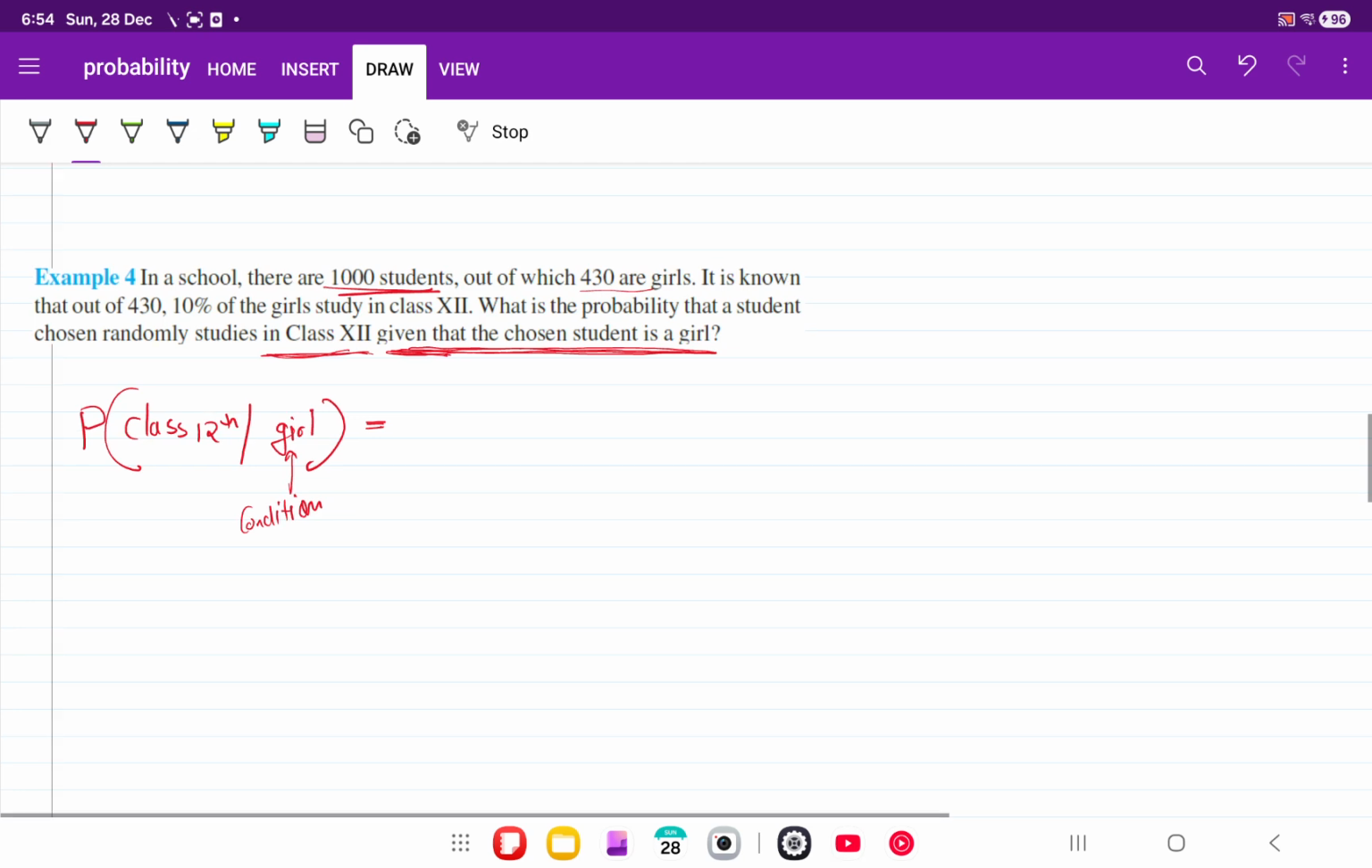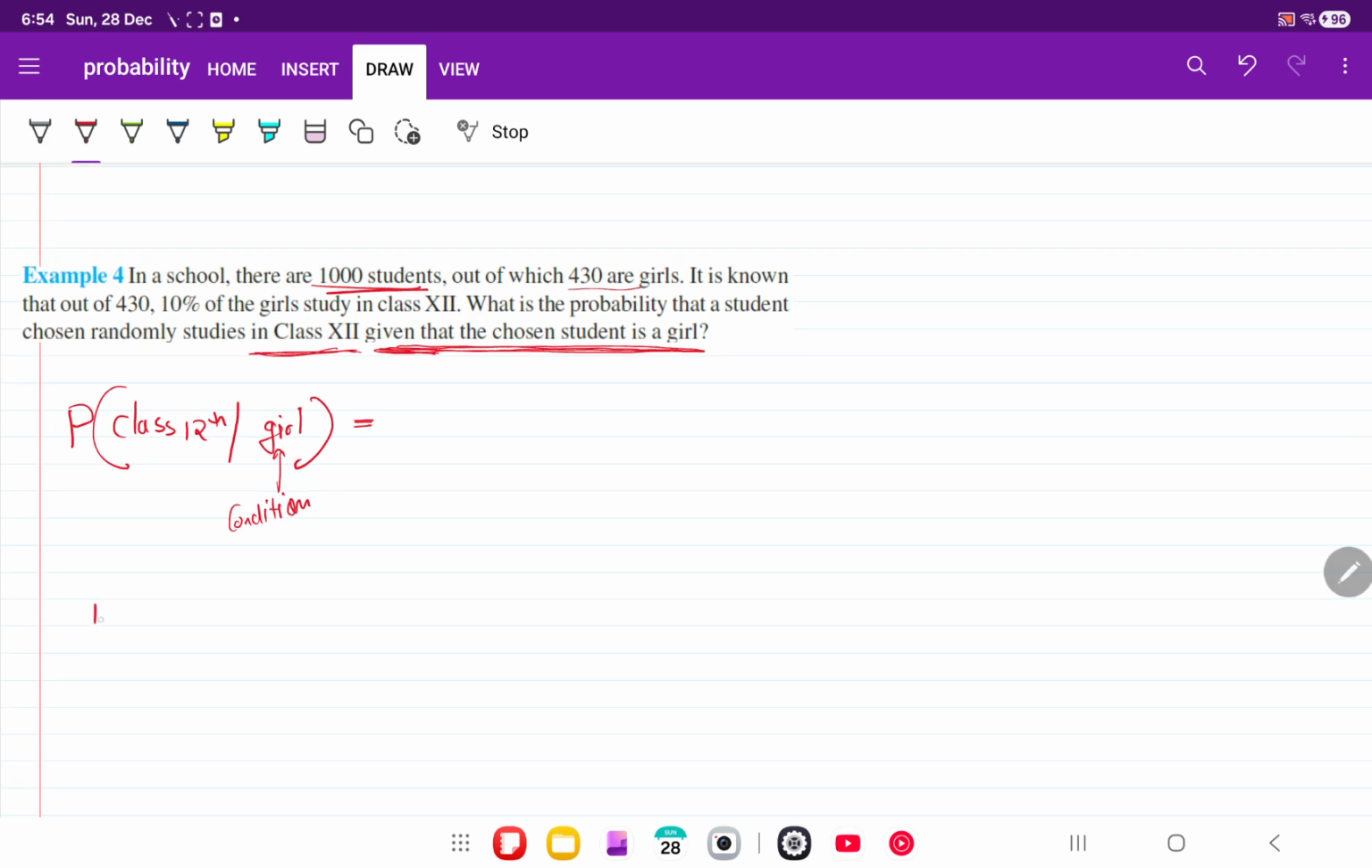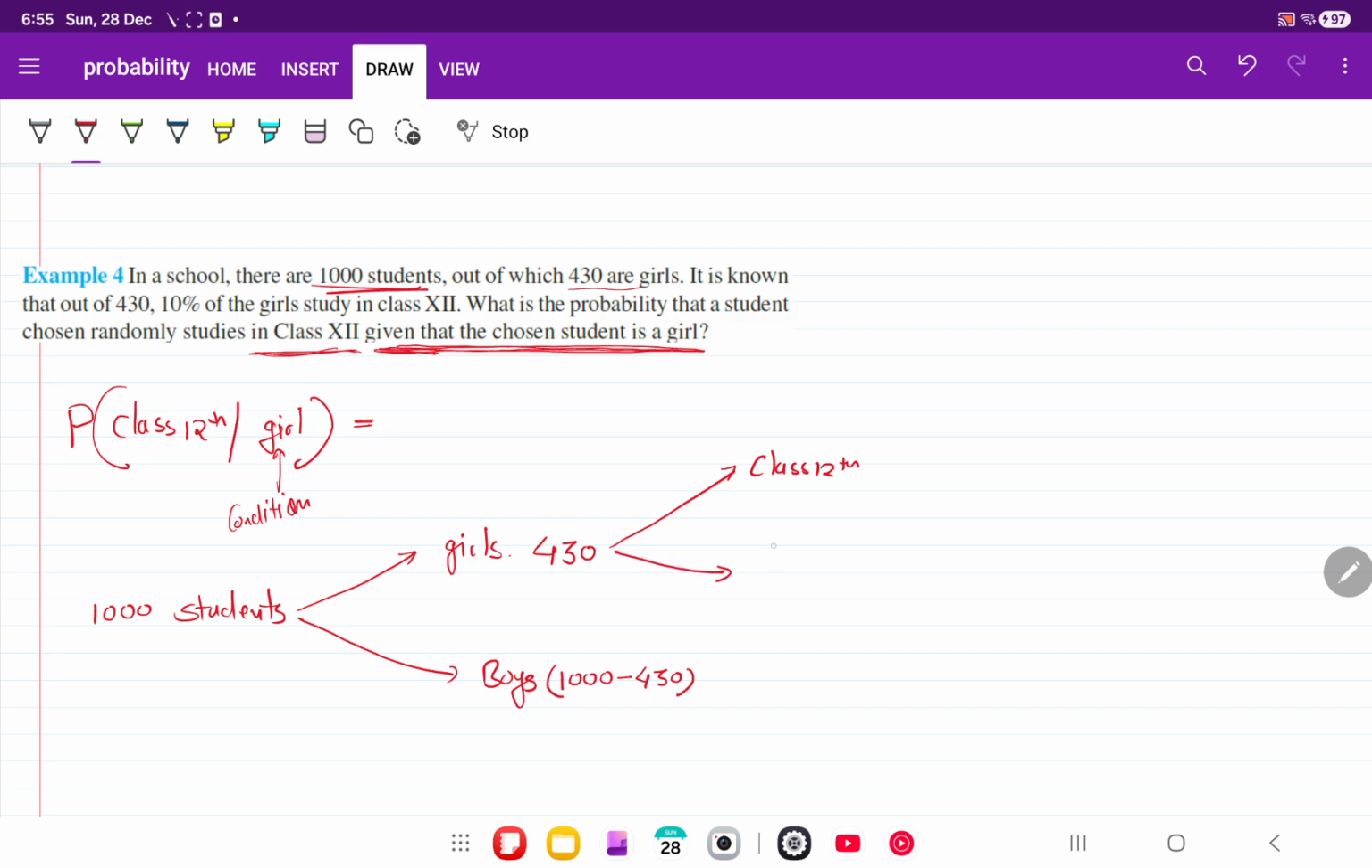only girls. So let me make a flow chart. Total how many students are there? Total 1000 students. Out of that, how many girls are there? And some are boys. So let me write down. Girls are 430. So how many boys will be there? 1000 minus 430. These many boys. Out of these girls, 10% are in class 12th. That is what they are saying. And the remaining in other classes.